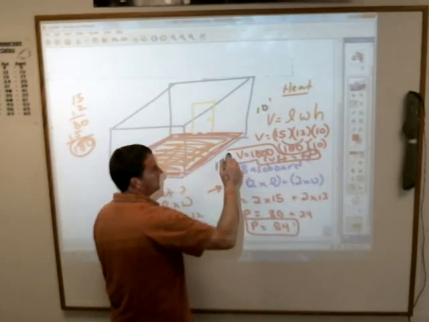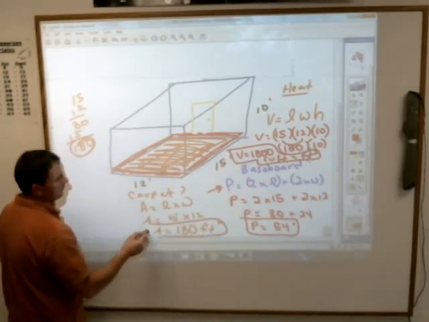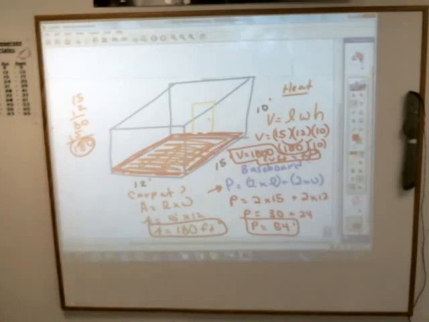So now you can go home, build your own room, and figure out how much carpet, baseboard, and heat you'll be able to use to do that. Perfect.